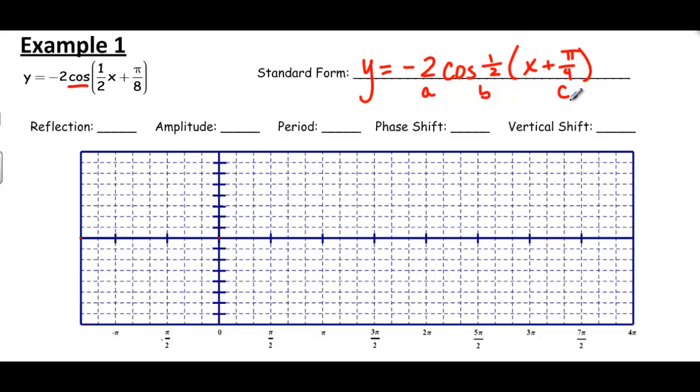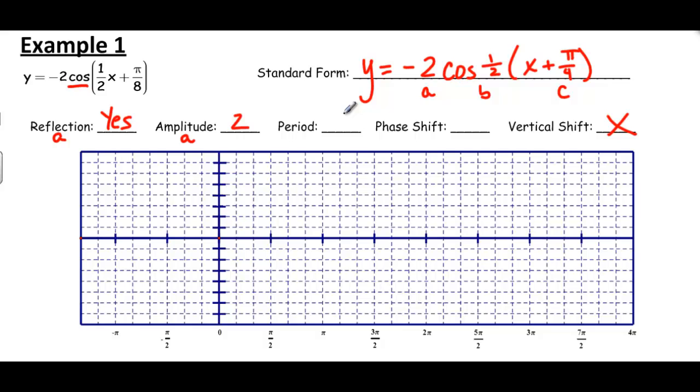Here is my c value. And if I notice, there is no d value, so it's a 0. And if d is 0, that means we don't have any vertical shift. It doesn't exist. So if I go through that, I want to look at my a, b, and c right now to help answer these questions. A helps me find out these two parts: I'm going to look at A for the reflection and A for the amplitude. A is negative, so that means yes, we are going to reflect. So whatever I normally think the graph is going to look like, it's now going to reflect over that middle line. The amplitude is the absolute value of this, so not -2, it's going to be +2.